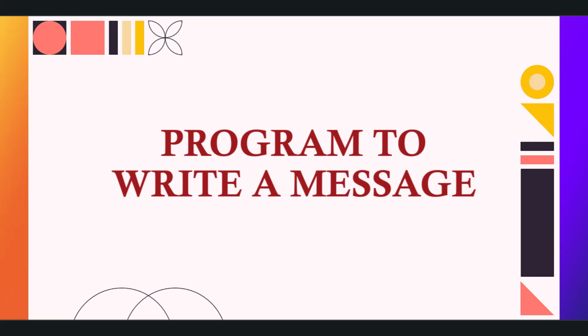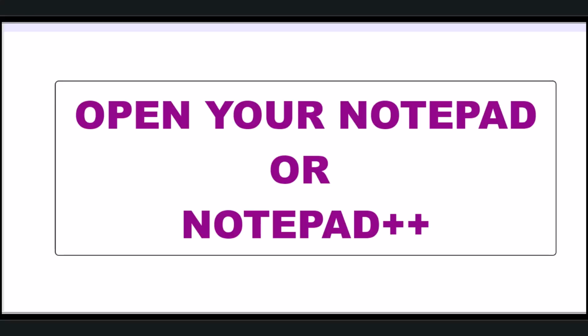Program to write a message. A little recap of our C program structure. First, our program must have a header file. Then our program must contain a main function. Then our body of the program between the curly braces with the end of statement. This is the basic structure of our C program.